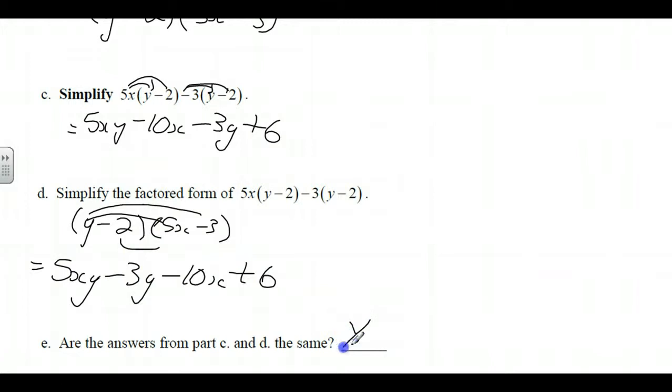So are they the same? Yes, they are. We can write the terms in any order, just as long as, you know, when it's a minus 10x, it has to be a minus 10x to say they're the same.